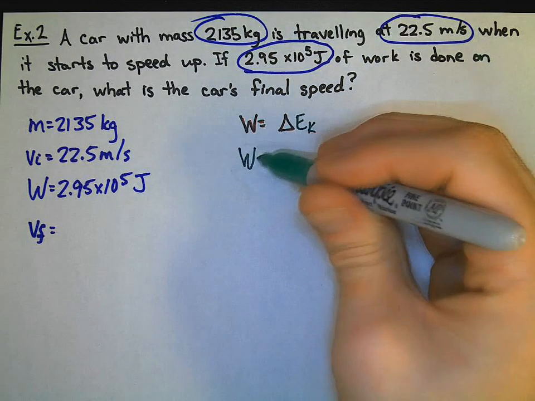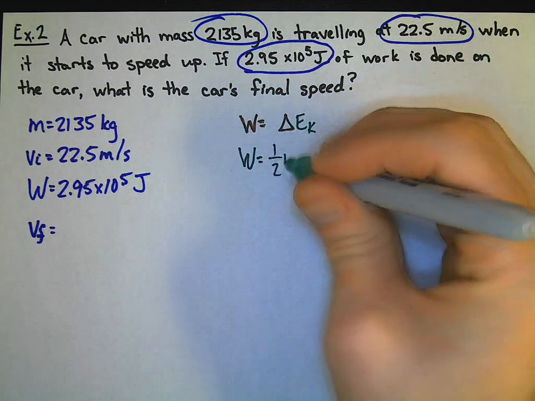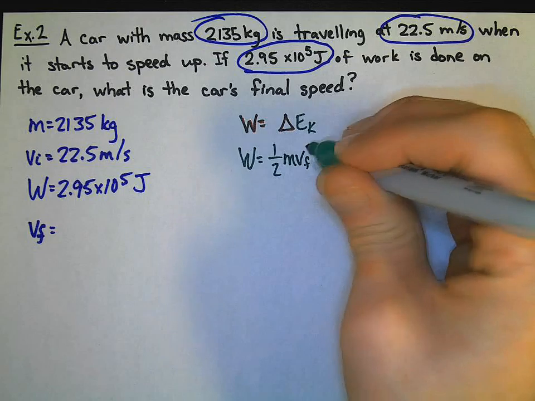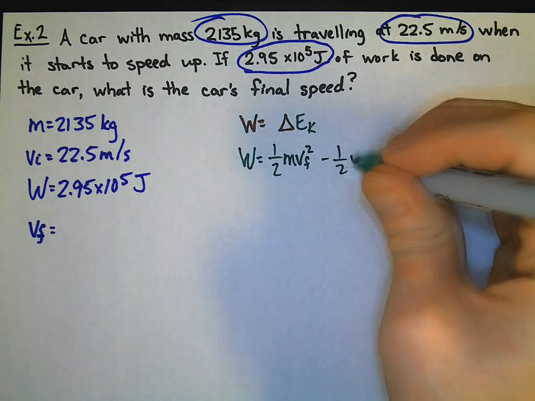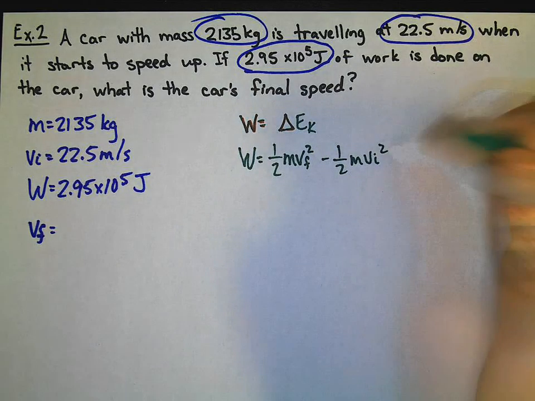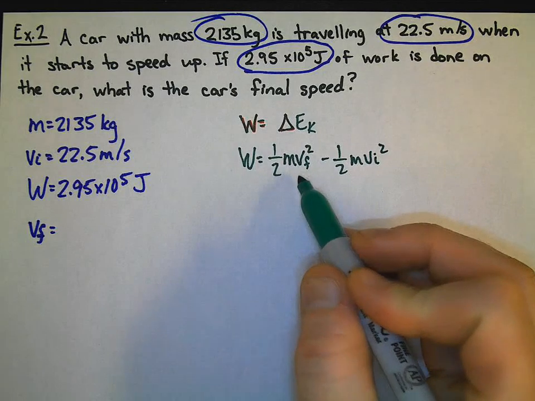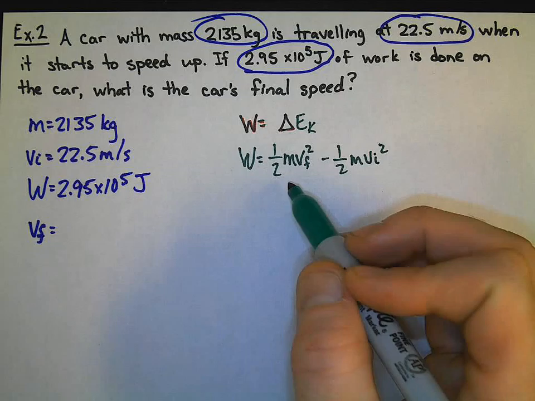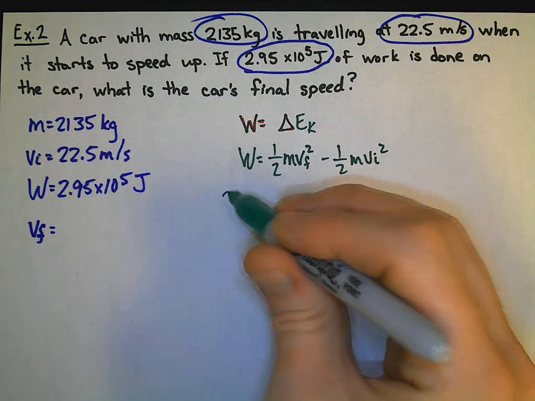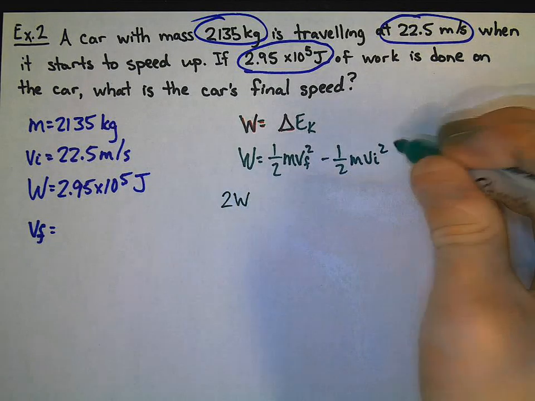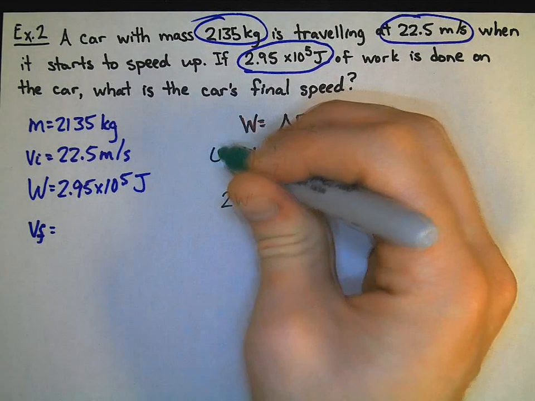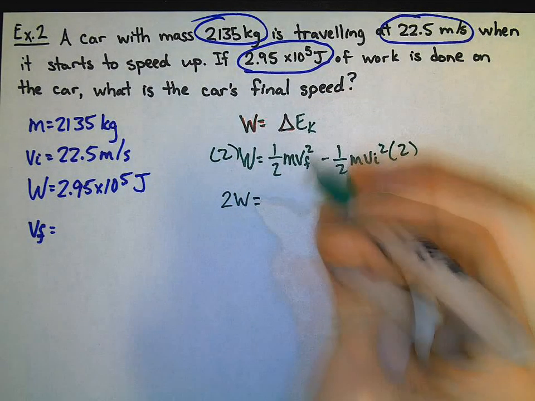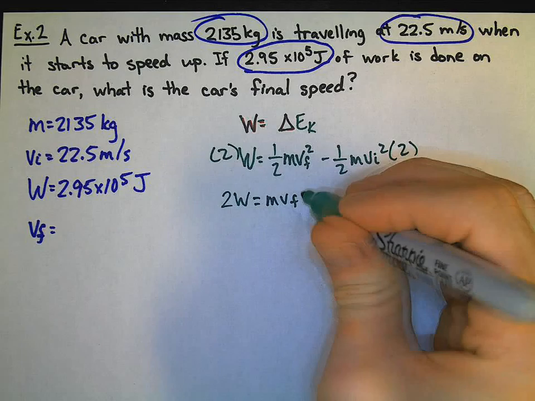So work is 1/2 mvf squared minus 1/2 mvi squared, and it's the vf that I would like to solve for. Well, I noticed I have 1/2 going on. So that means I must multiply both sides of the equal sign by 2. That will get rid of the 1/2.